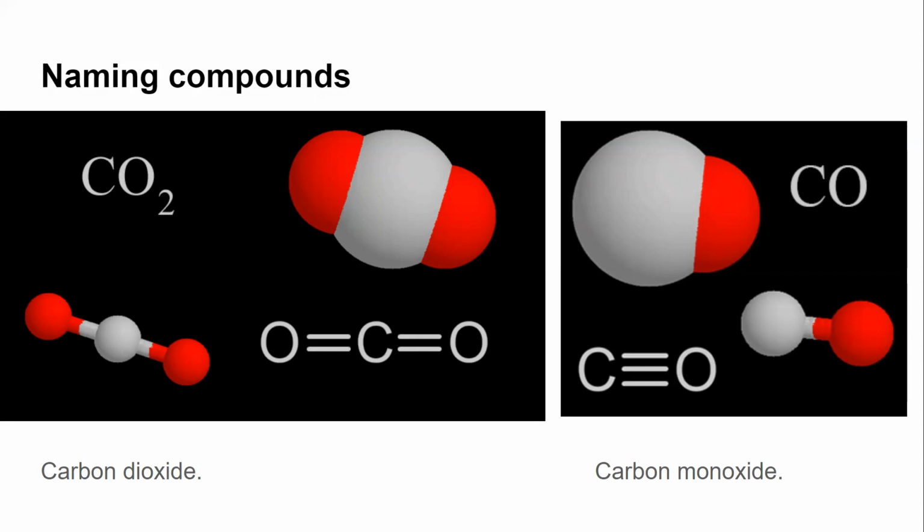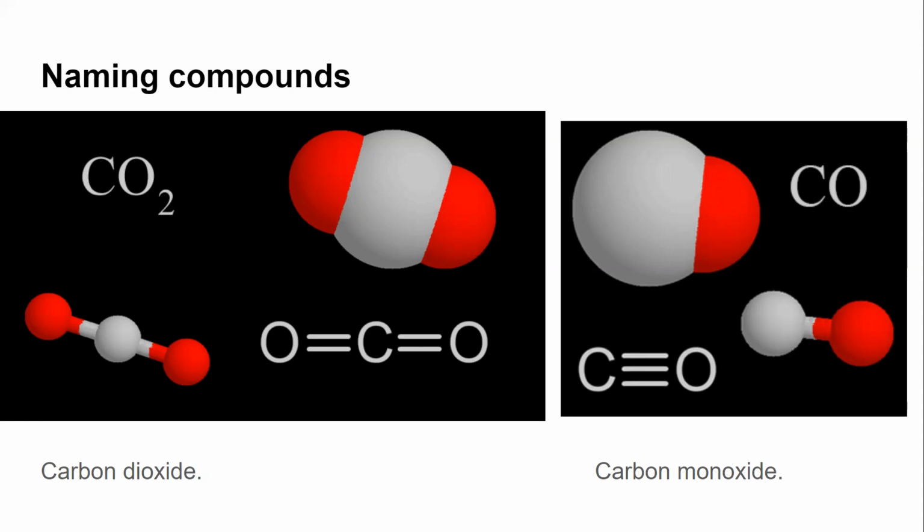If the compound contains a metal, then the name of the metal comes first in the name of the compound. If the compound contains a nonmetal, the name of the nonmetal is usually changed. For example, the compound made from sodium and chlorine is not sodium chlorine, but sodium chloride.